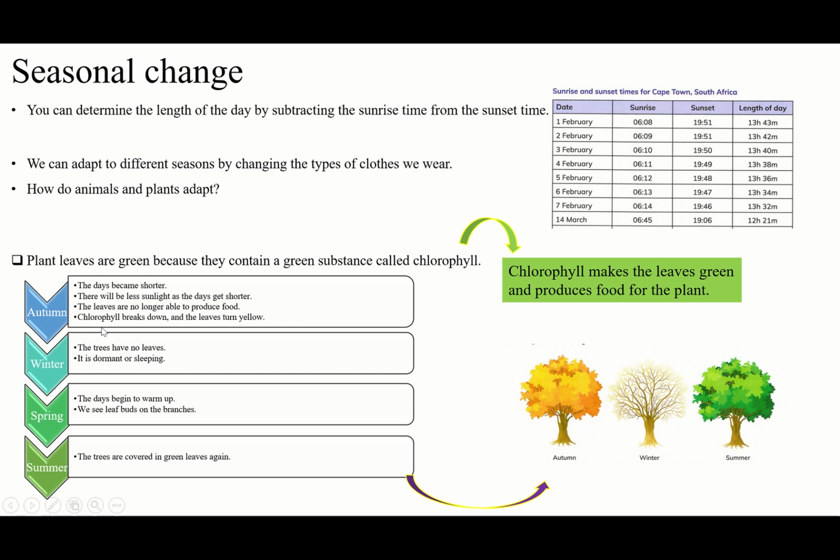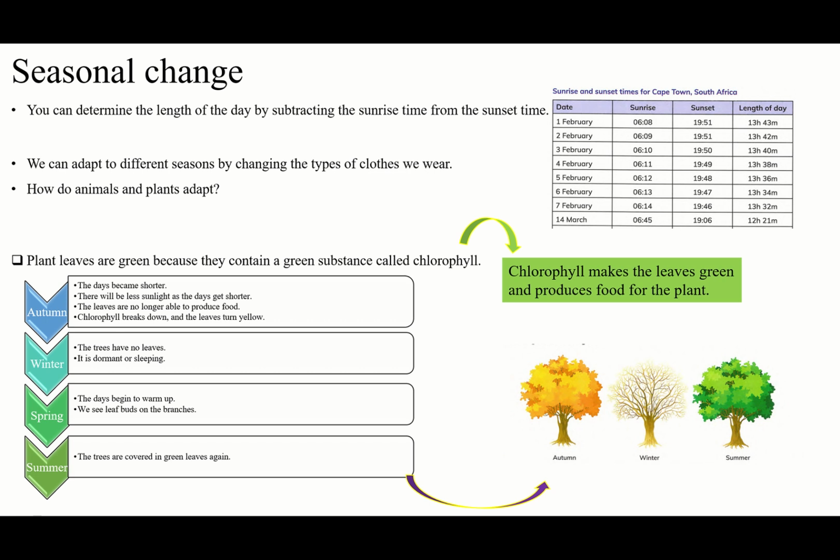And something very important is going to happen in autumn. What is this? The chlorophyll breaks down and the leaves turn yellow. We said chlorophyll is a green substance that makes the leaves green, right? It means whenever we have chlorophyll, the leaves will be green. When the chlorophyll dies, directly the color of the leaves is going to change. It's not only yellow, actually. I have mentioned yellow here, but it can be brown or red.